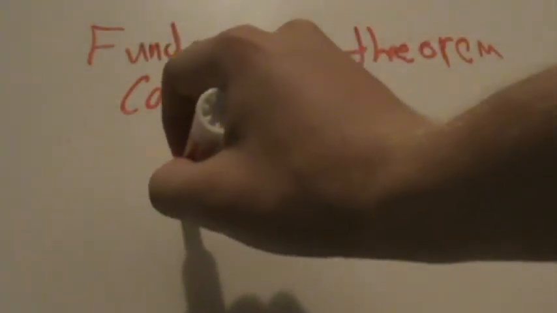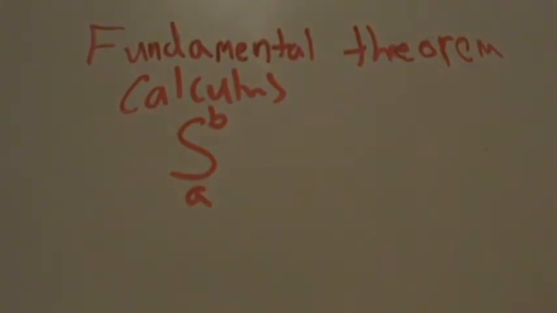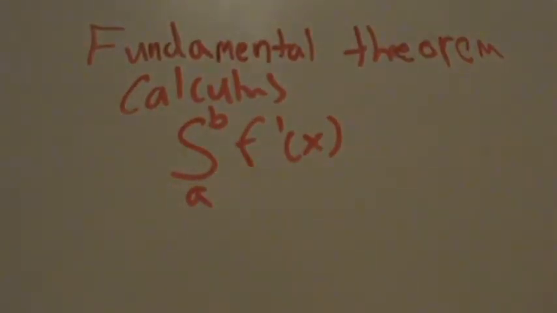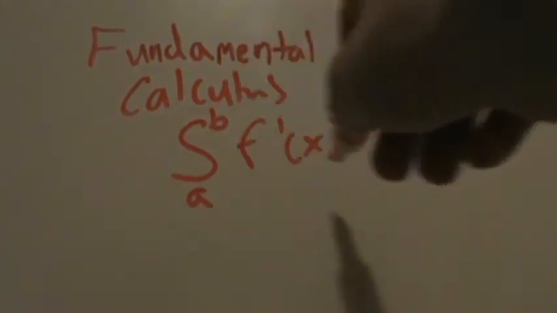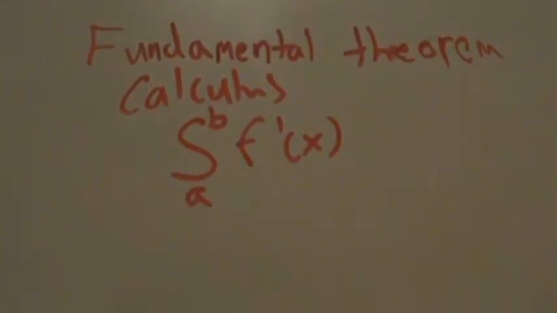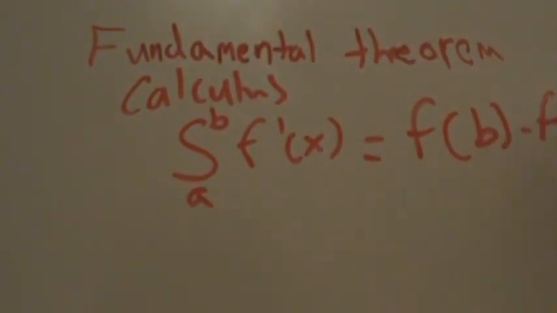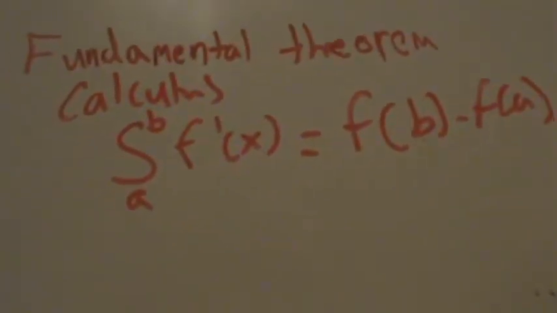Basically, the fundamental theorem says the integral from a to b, this little s thing is the integral, of f prime of x, this is what we call the integrand. The integrand will always be a rate of change. And we can go back up the ladder. So if you integrate this, you'll go back to f of x, okay? Let me write this out first, and then I'll show you. So that's equal to f of b minus f of a.